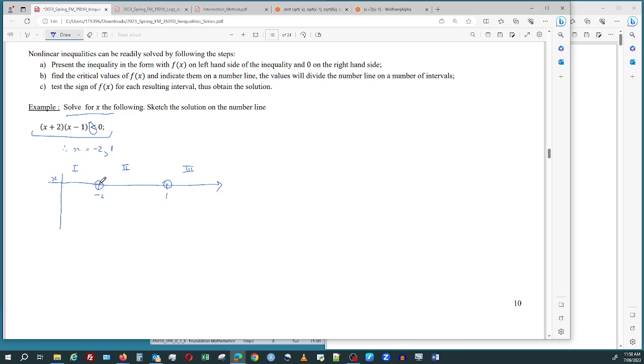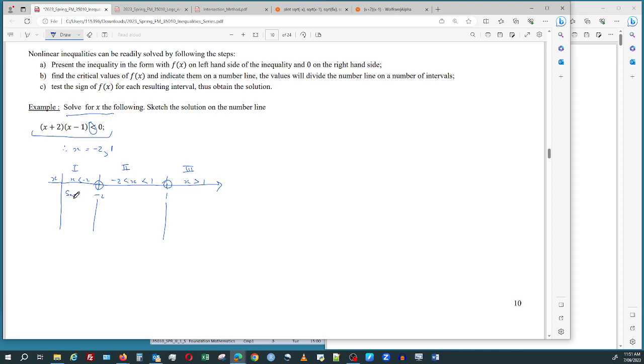So in this interval here, we'll have x is less than minus 2. In this interval here, we'll have x is between minus 2 and 1. And over here, x will be greater than 1. So we're really looking at it through the lens of inequality, trying to understand what's happening through the lens of inequality. So let's test a value.